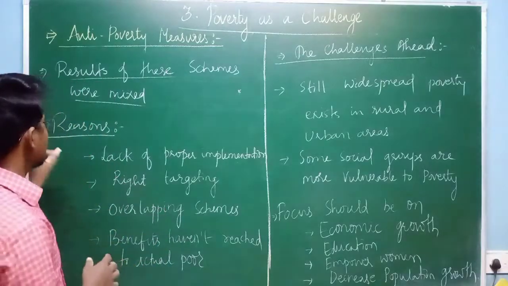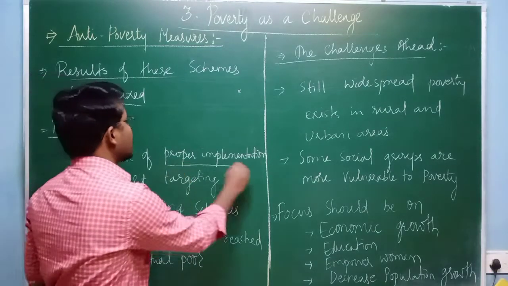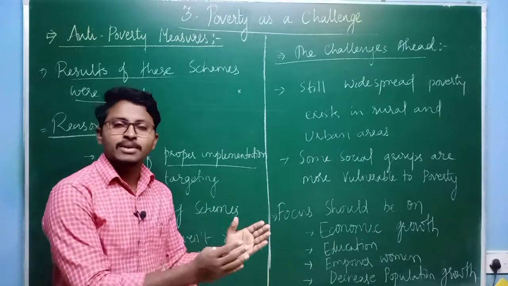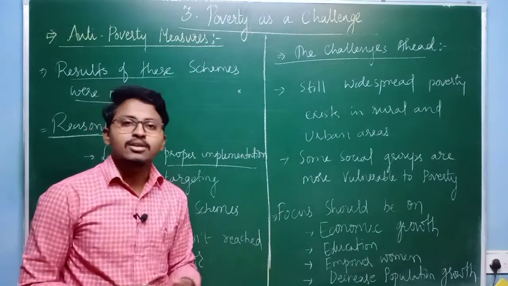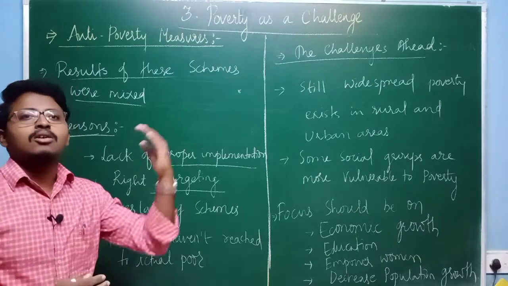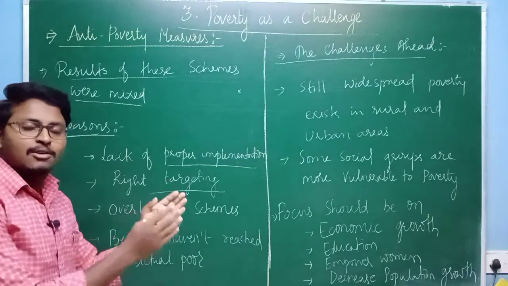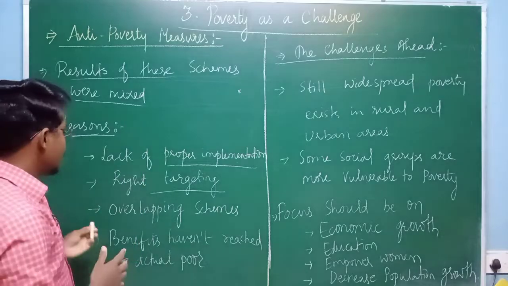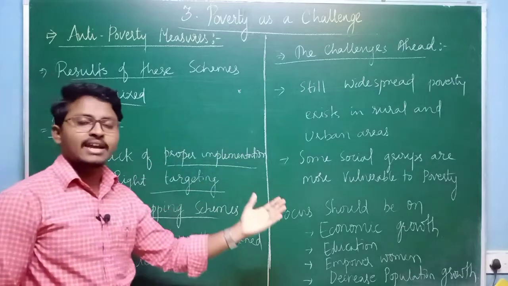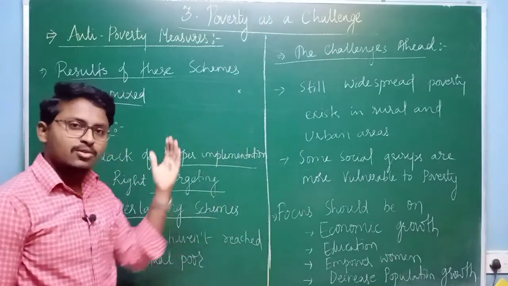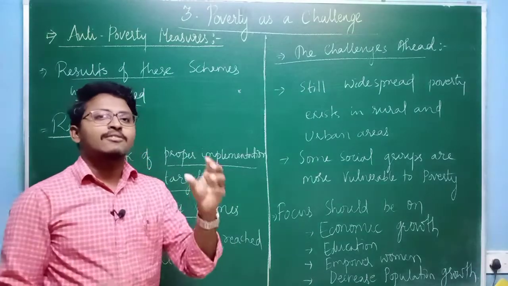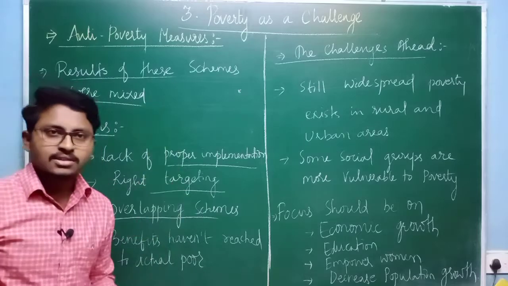So what might be the reasons? Some of the reasons are lack of proper implementation. That means the government is launching the schemes, but the actual implementation was not happening properly. Then the next thing is right targeting. That means the government is not able to identify who are the actual poor, and how we can uplift them. Then the next thing is overlapping of schemes. As we have seen, since 1993, 95, 99, 2000, 2005, different schemes have been launched, and all these schemes were overlapping, which is also one of the drawbacks in reducing poverty.